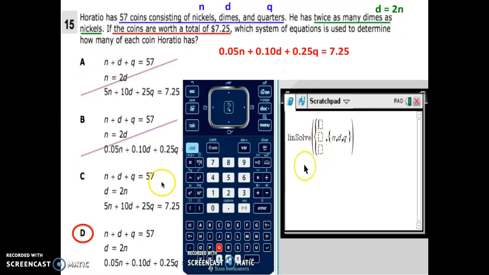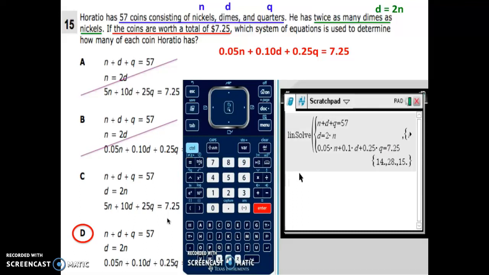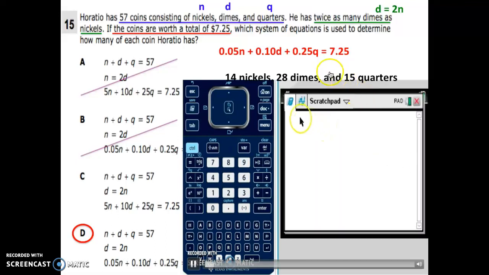So I type my 3 equations. N plus D plus Q equals 57. I'm trying not to take too long here. D is equal to 2N, and then 0.05N plus 0.10D plus 0.25Q equals 7.25. And the answers that I get tells me how many nickels, dimes, and quarters. So I have 14 nickels, 28 dimes, 15 quarters, which is also listed up here.